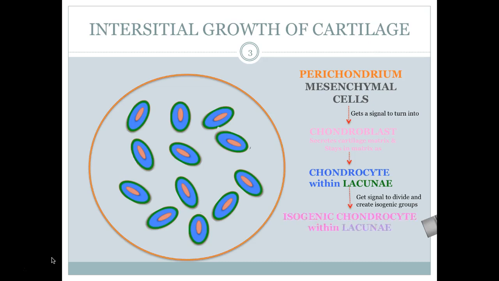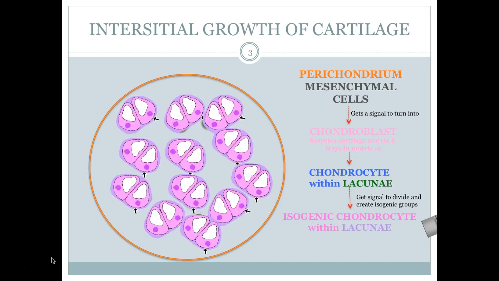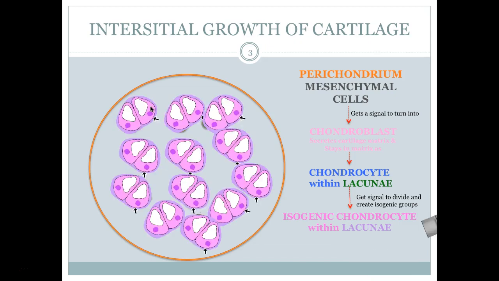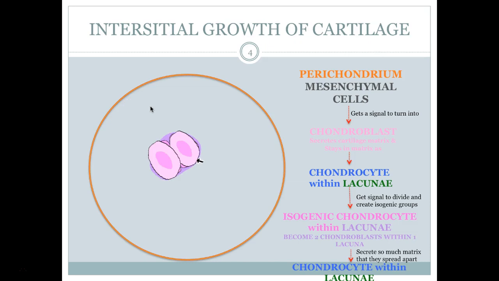What this means, and I'm going to show you an image here, is we can call this a chondrocyte, but we're going to have two cartilage cells within one lacuna. So we call this an isogenic chondrocyte group. Okay, so they're going to secrete matrix. I know I had a whole bunch here. Imagine this is happening with all of them, but I'm just going to focus on one.